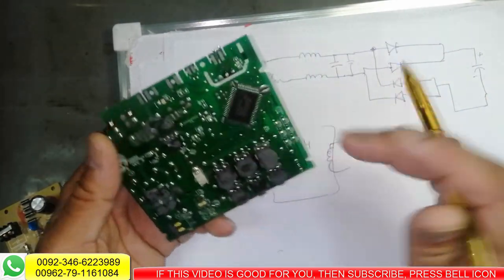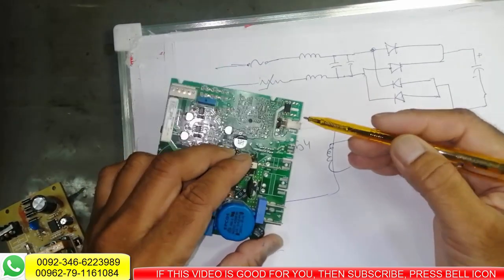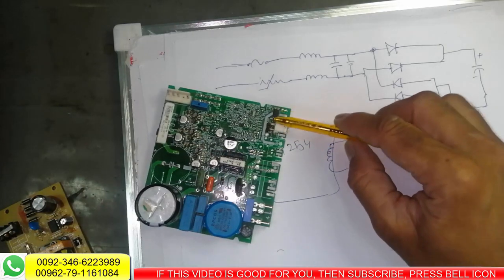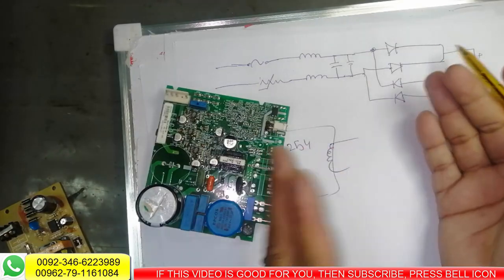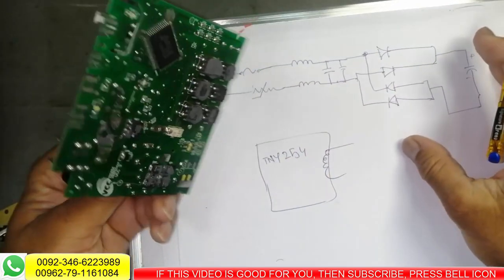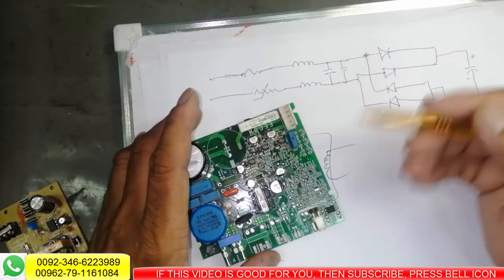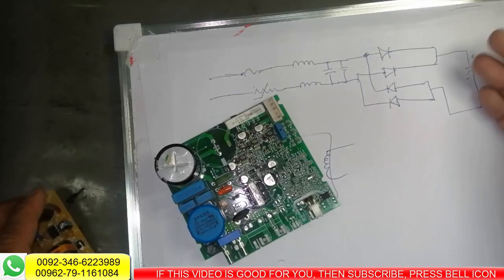This processor makes the frequency. And the temperature setting, the thermostat, gives feedback to this processor on whether the temperature is down or up, so that it will change the frequency from time to time according to the temperature of the cabinet of the refrigerator.